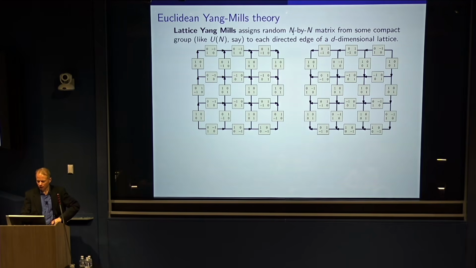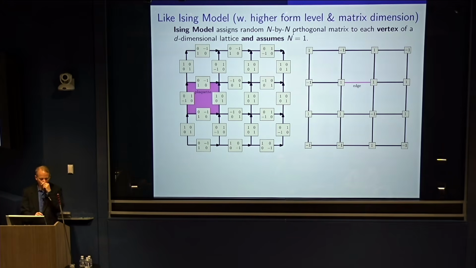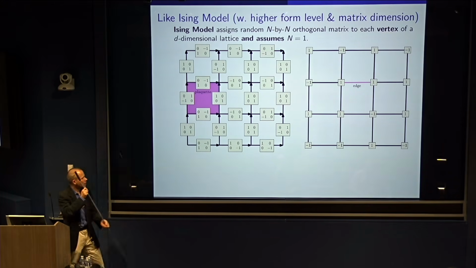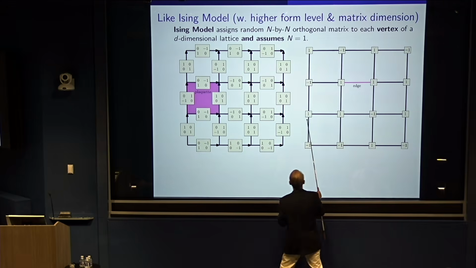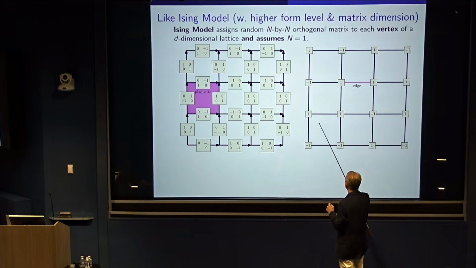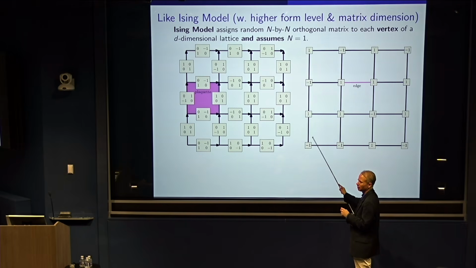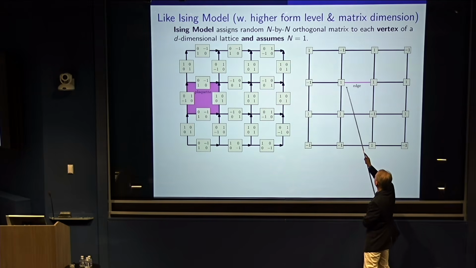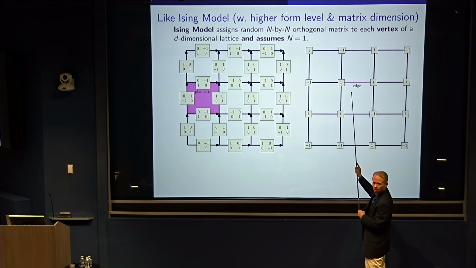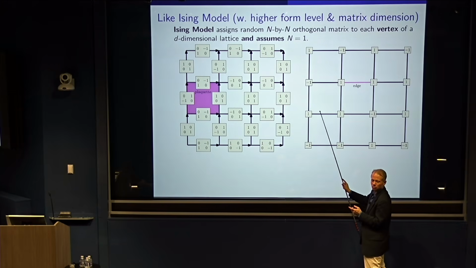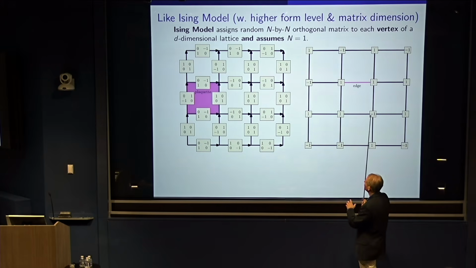So lattice Yang-Mills, we assign this random matrix. Okay, so I already said all this. So this is like the Ising model. In the Ising model, you have a random 1-by-1 matrix for every vertex. This is from the orthogonal group of 1-by-1 matrices, meaning it's just a 1 or a -1. So all your matrices are 1-by-1. And the weight is, for every edge, you want the product of the two matrices on the boundary of that edge to be close to 1. So you think of these as spins, you're sort of biasing it so that spins want to be aligned when they're next to each other. Okay? So you're using edges to do your weights, and you're using 1-by-1 matrices.